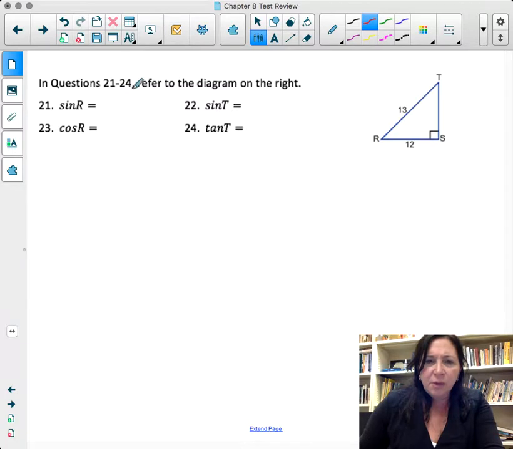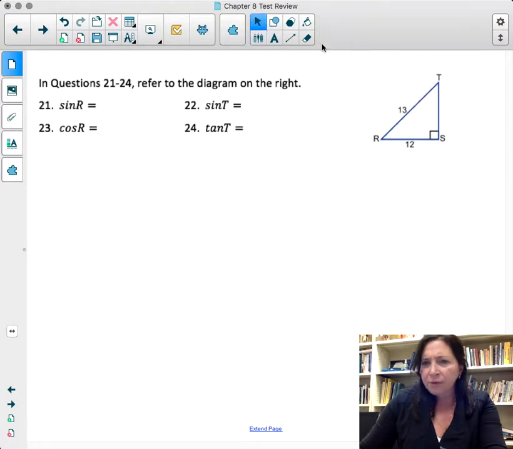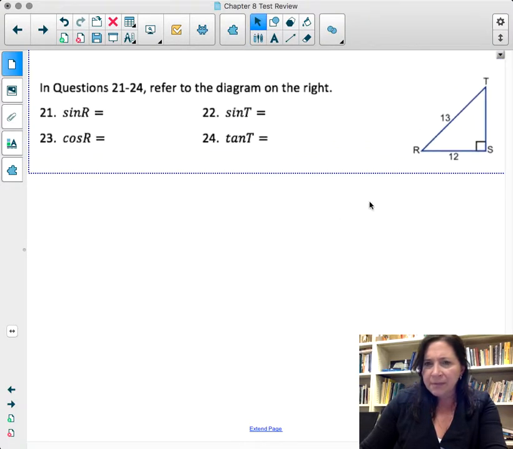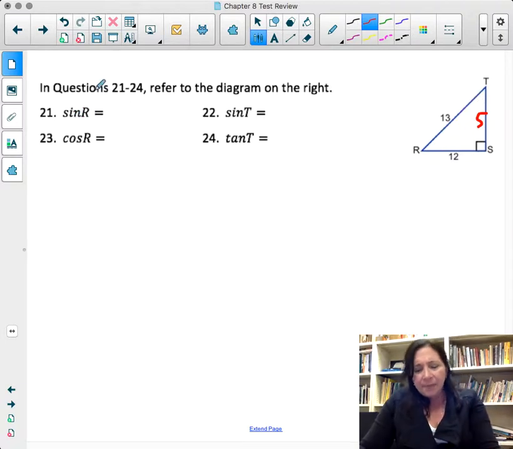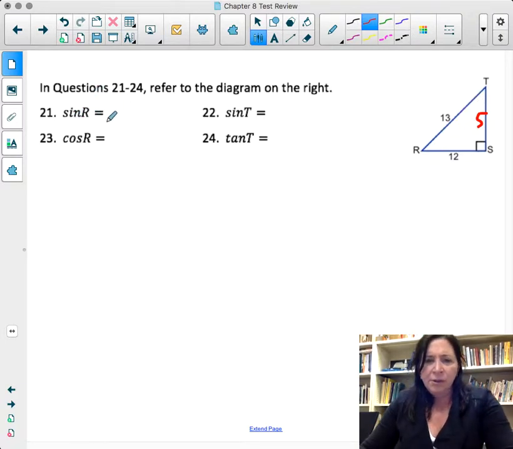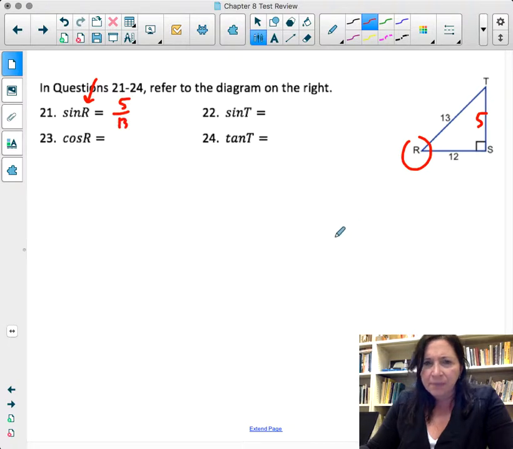In questions 21 to 24, refer to the diagram at right. So this looks like a 5, 12, 13 triangle, doesn't it? There's 12, 13, so that's a 5, 12, 13. So find sine of r. What they're trying to do is tell you to put yourself in different parts of the triangle. So when it says r here, this is the angle, you're here. Sine is opposite over hypotenuse, so this would be 5 over 13.